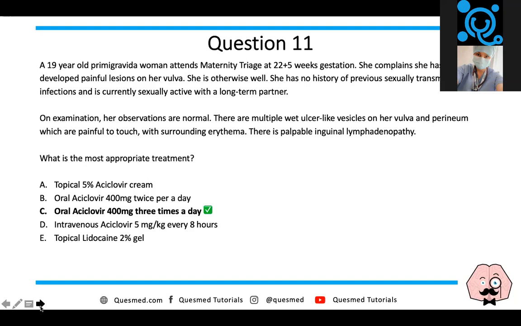And topical lidocaine, that might be useful for symptomatic relief of herpes, particularly if the lesions are so painful that they're stopping the woman from being able to urinate or being able to sit down. They can be sometimes so painful that you do need topical lidocaine. But that's obviously not treating the herpes, which is our primary concern in this case. So moving on to the next question, we're almost there, guys.